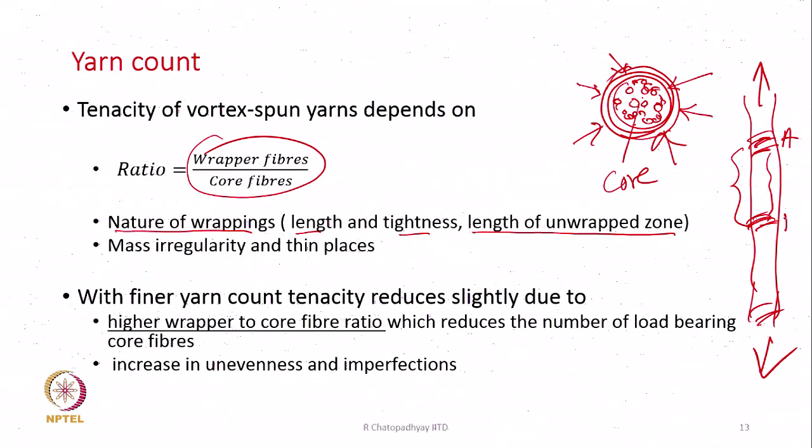Suppose A and B. AB, if it is long, then the possibility of fiber slipping is going to be more when the yarn is going to rupture, because these fibers are not experiencing much radial force. So, they can break easily, the yarn can break easily. That's why the length of the unwrapped zone is also important, that is this zone.